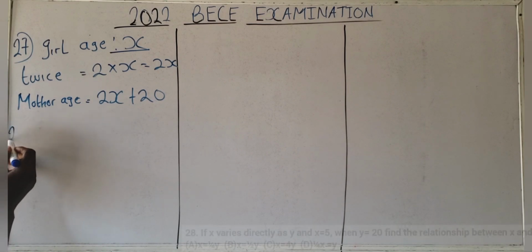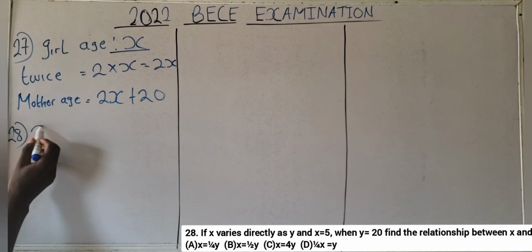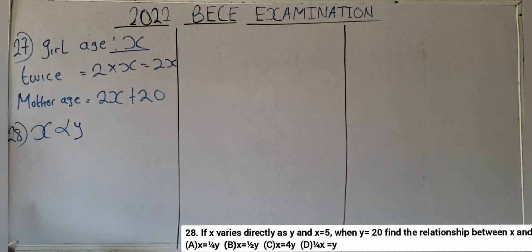Okay, so let's proceed to question 28. If x varies directly as y, and x is 5 when y is equal to 20, find the relationship between x and y. Now this question is coming from a topic known as variation.